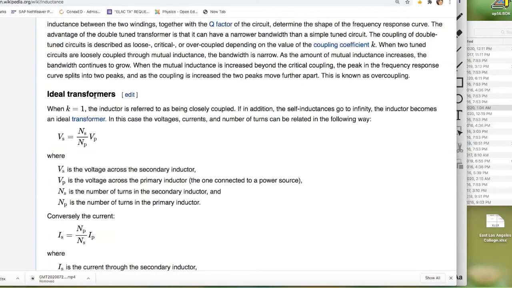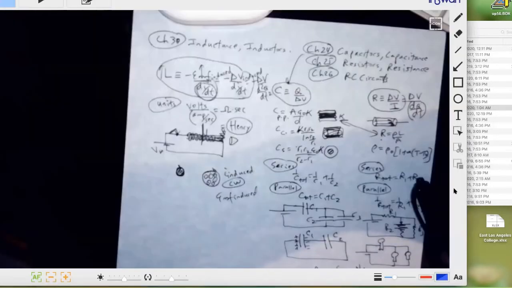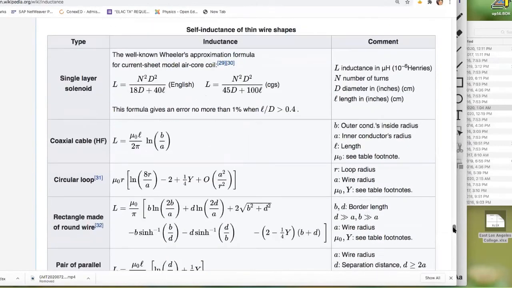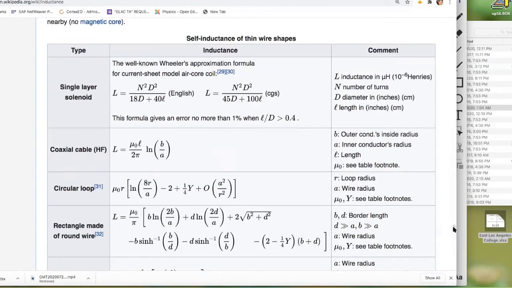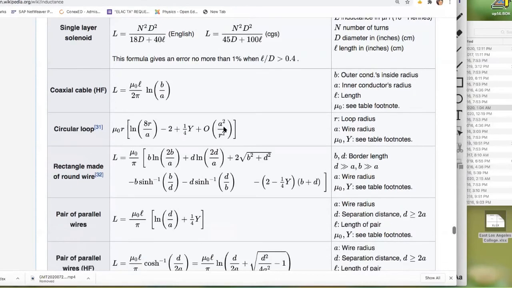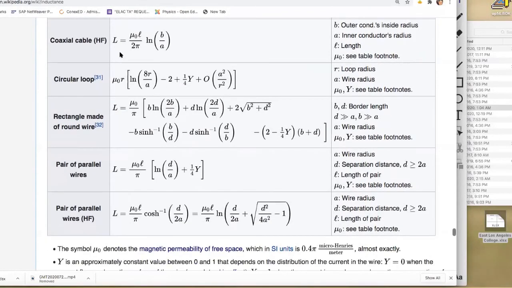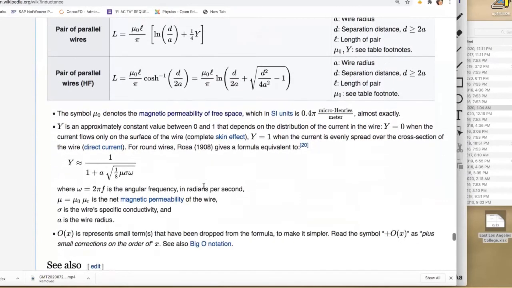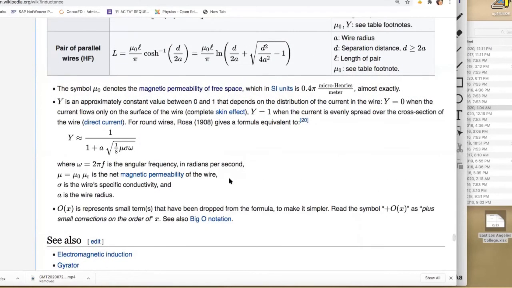Okay, then they talk about transformers. Oh, okay, this is nice. On a certain table, they give you the inductance of the main types of inductors: single layer solenoid, coaxial cable, rectangular made of round wire, parallel wires. So those are the variety of inductors that you can have.